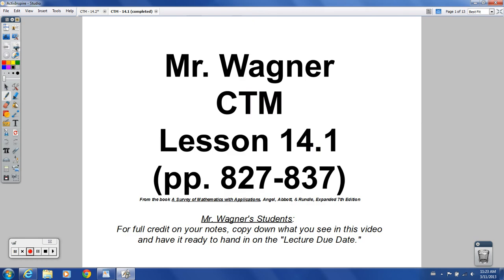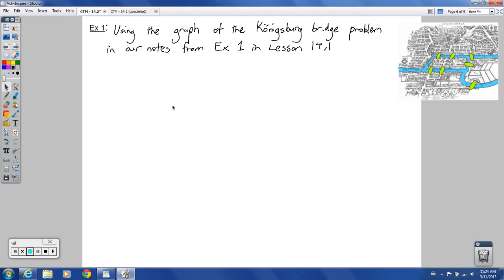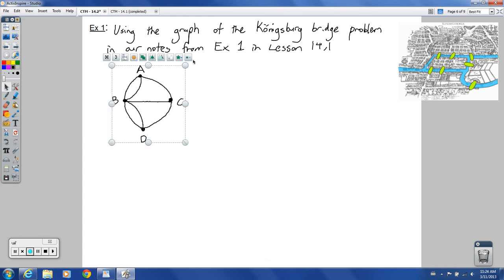So if I bring that up here, here's 14.1, the completed version of that. We had our problem here. This was our rough map that was equivalent to another way to draw that, where the land masses are still in the relative same area, and then this was the graph that we came up with. So I'm going to just copy and paste this graph, and you're just going to make this graph in your notes, over in this area.